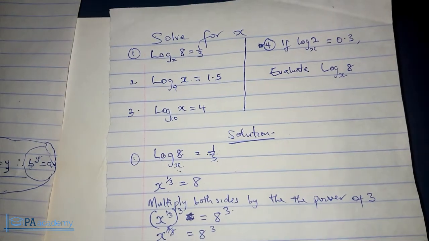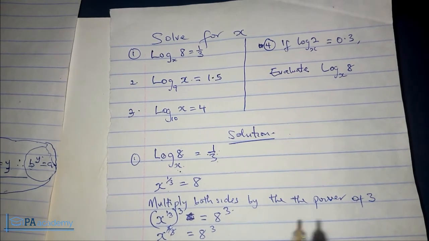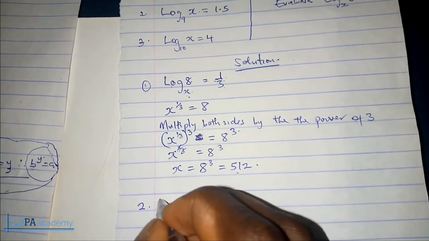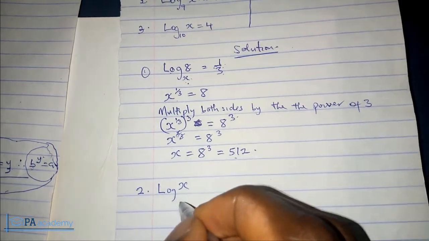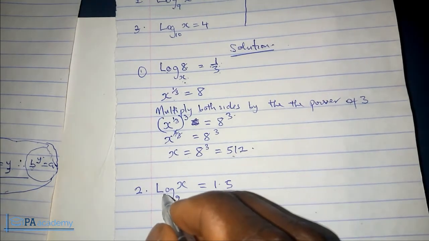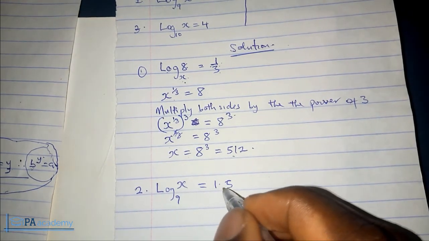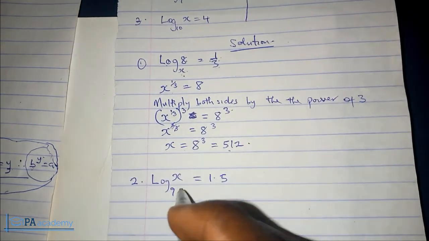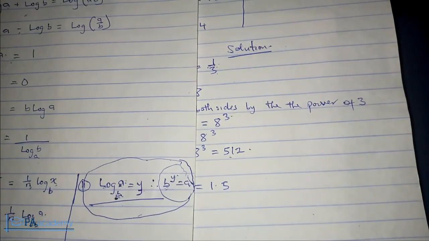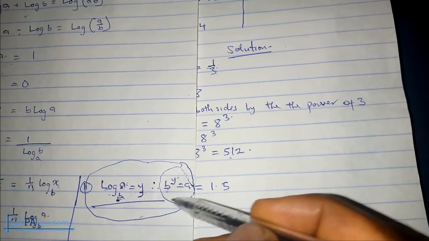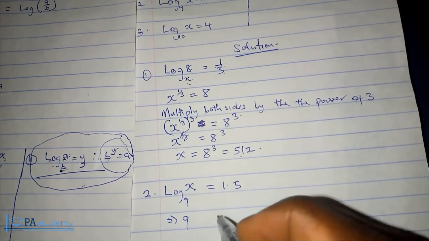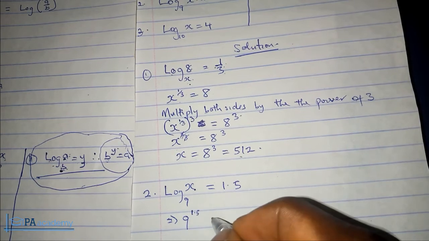So let's go to example 2. For example 2, we have log x to base 9 is equal to 1.5. Now in this example 2 also, we are going to be looking for the value of x. We are going to follow the same way we solved example 1, by following law 11. By now you should understand how law 11 works. So we'll have it as 9 raised to power 1.5 is equal to x.